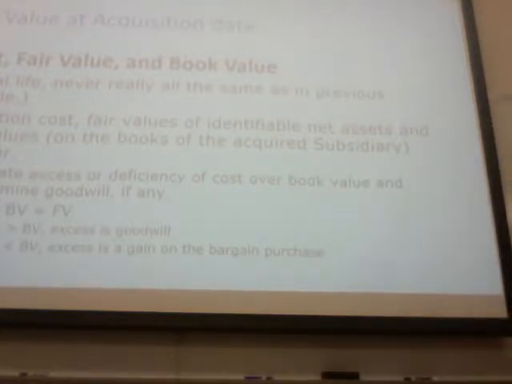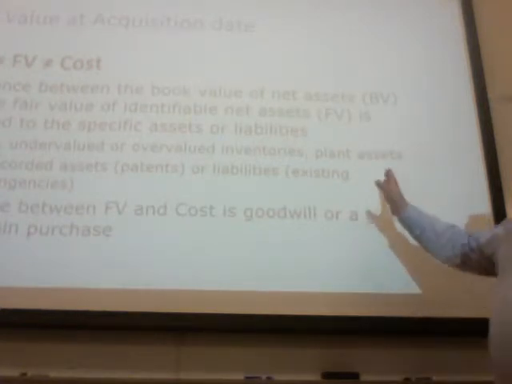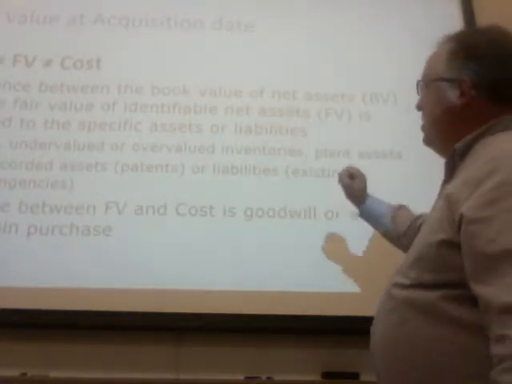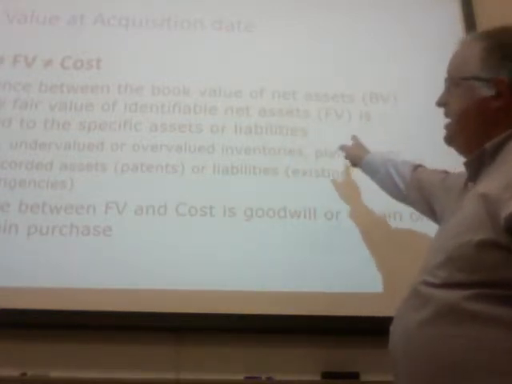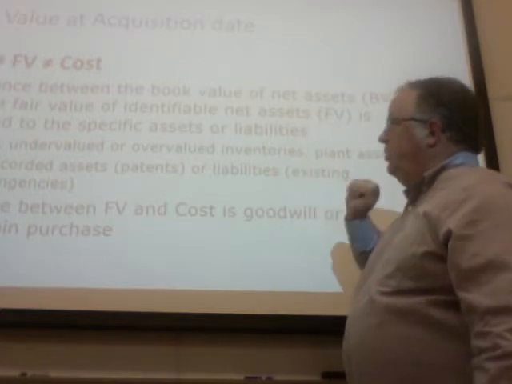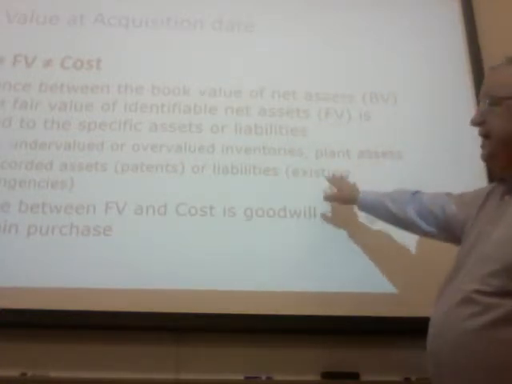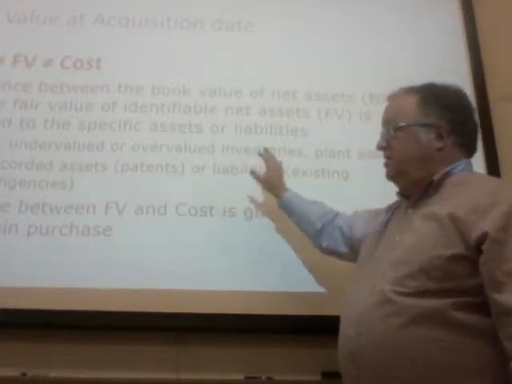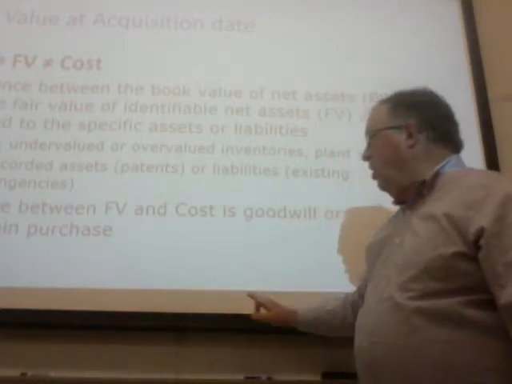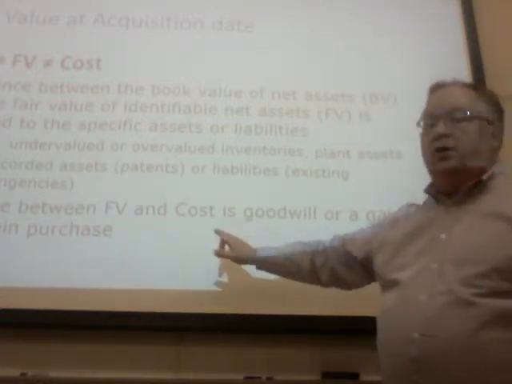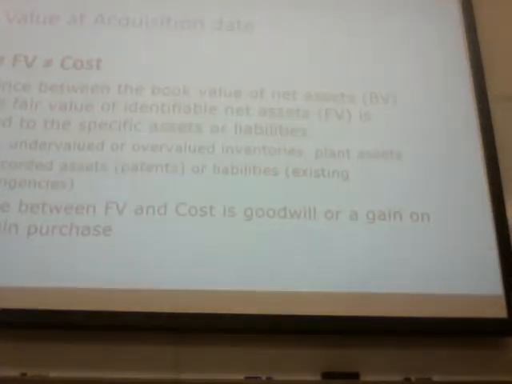Review, talked about these concepts before. When none of them are equal, the difference between the book value of net assets and the fair value of identifiable net assets is assigned to the specific assets or liabilities, meaning undervalued or overvalued inventories, plant assets, unrecorded assets. Same types of things we've been talking about. Difference between fair value and cost is goodwill or a gain on the bargain purchase. So goodwill can arise in a couple of different sorts of circumstances.